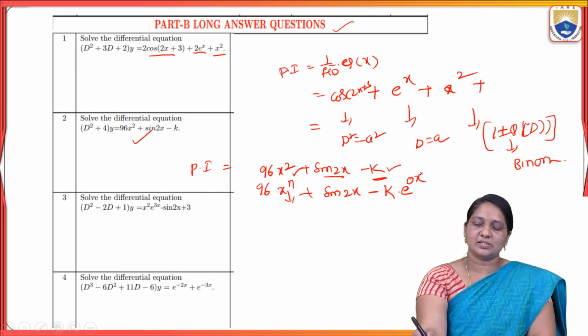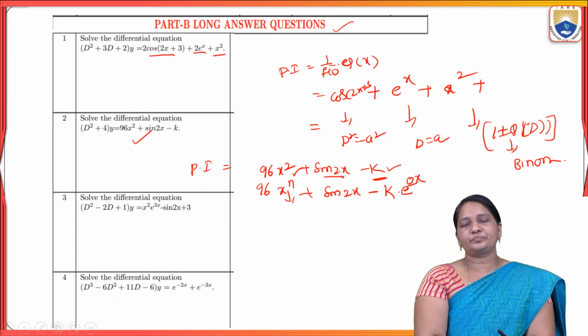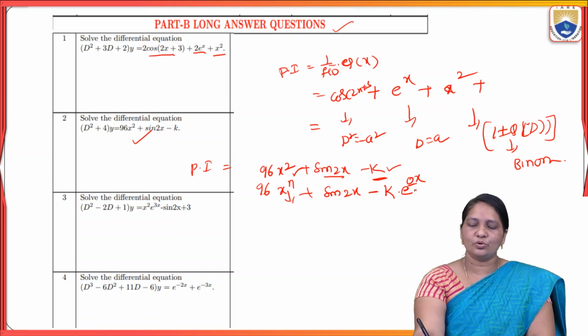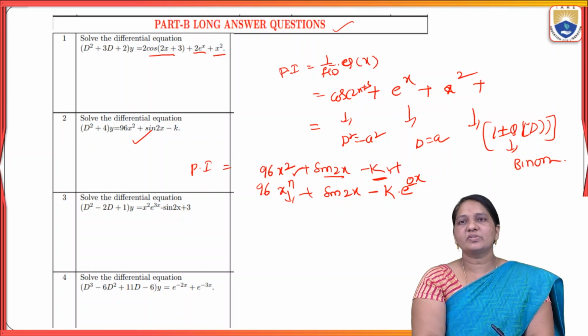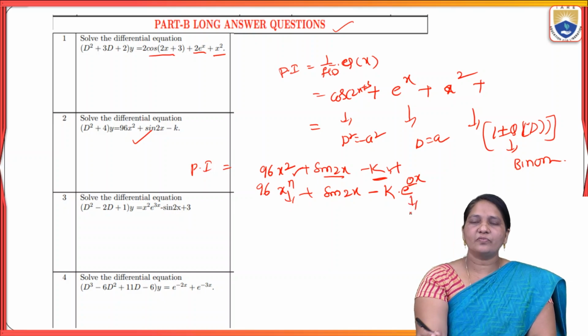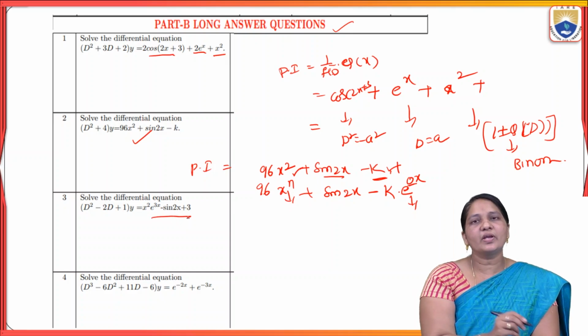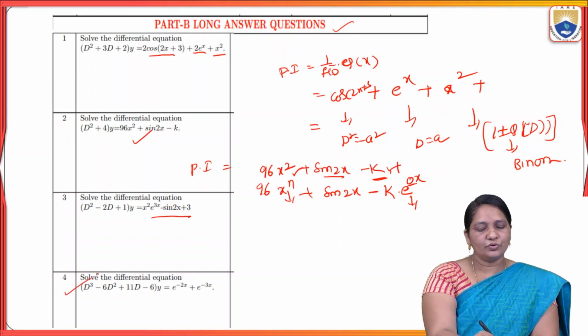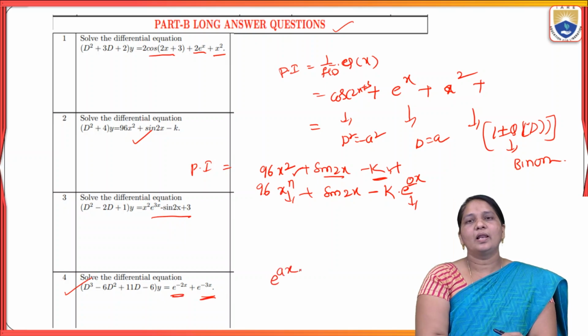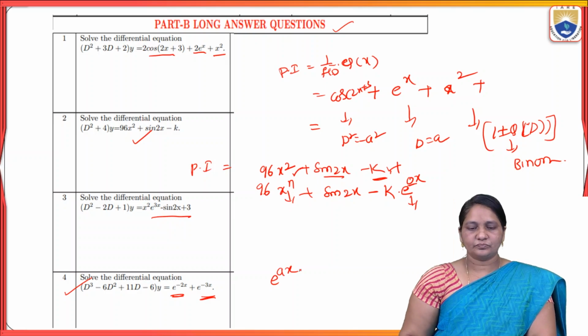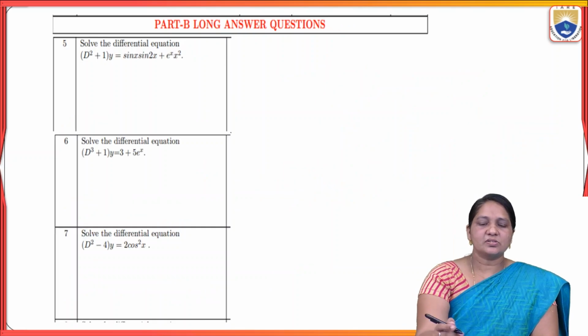In place of power, if you are replacing it 0, then this value becomes 1. So this is 1 into e power 0x. So k into e power 0x. So we have to follow the formula for the e power ax here. So in this one also same way we can follow. And fourth one also, e power 2x and e power minus 3x is there. So we are going to follow the formula like e power ax. So like this we can solve these questions.